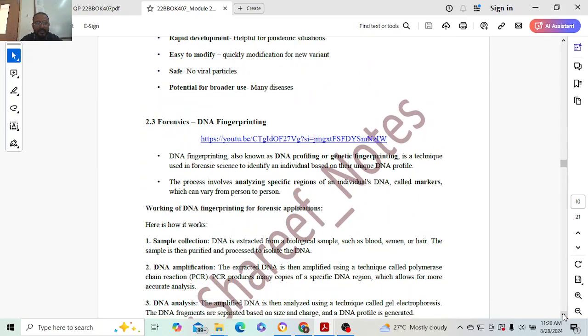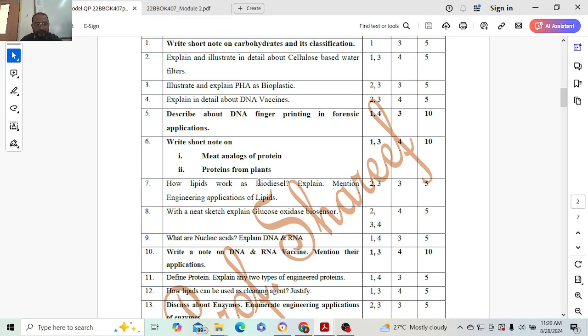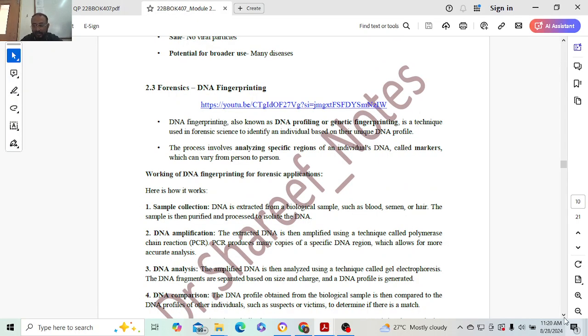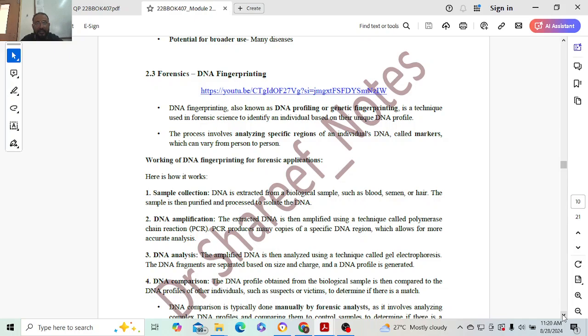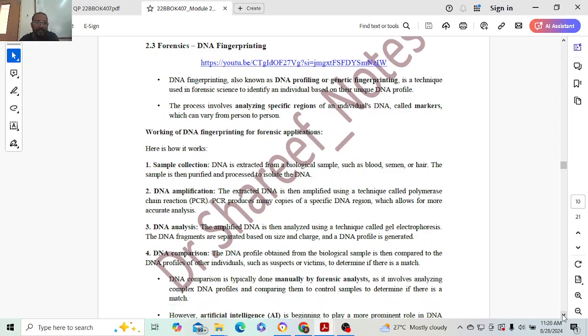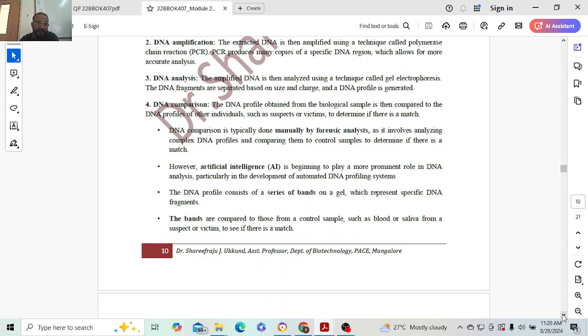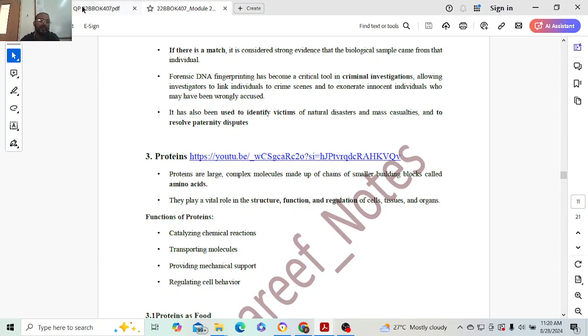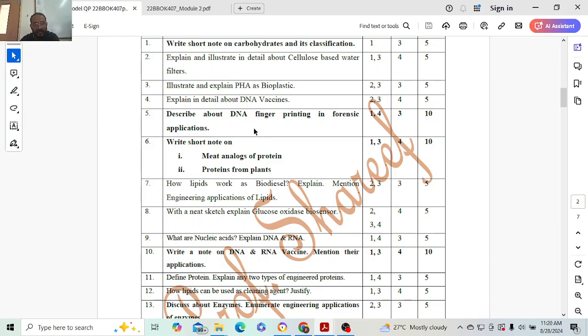Okay, so next we have: describe DNA fingerprinting in forensic applications. DNA fingerprinting is one of the applications that can be asked, and I hope this will be one of the important questions, because not only nowadays, but for many decades we have been using this technique. It has 4 steps, and the introduction will give you 1 mark and the 4 steps will give you 4 marks. So 5 marks done, easily you can score.